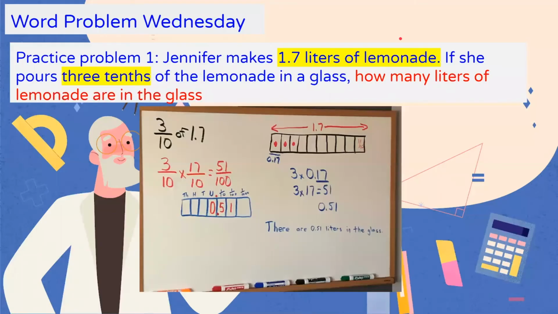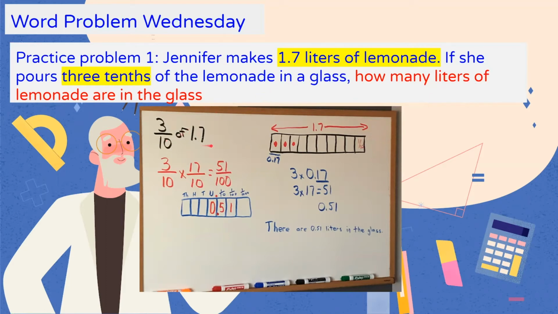Okay, we're back. So our first question, Jennifer makes 1.7 liters of lemonade. If she pours 3/10 of the lemonade in a glass, how many liters of lemonade are in the glass? Okay, what do we know? We know she made 1.7 liters. She poured 3/10 of that in a glass, and we want to know how many liters of lemonade are in the glass. Well, our fractions, right?